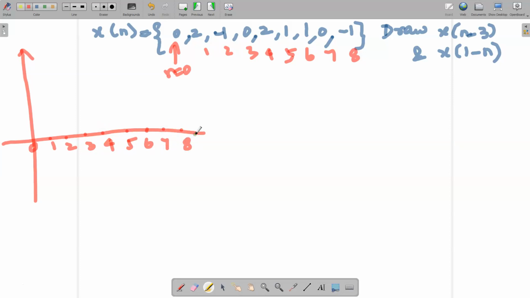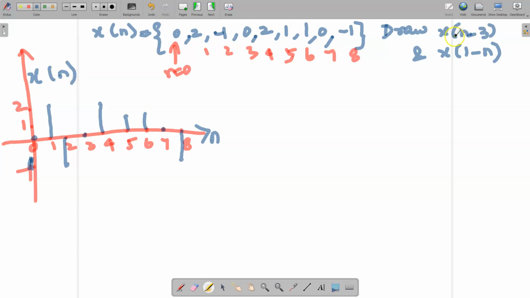The amplitudes are 0, 1 and 2, minus 1 is there. Okay. So, 1, 2 and then minus 1. So, at 0 the amplitude is 0, at 1 the amplitude is 2, at 2 the amplitude is minus 1, at 3 amplitude is 0, at 4 the amplitude is 2, at 5 amplitude is 1, 6 amplitude is 1, 7 amplitude is 0, at 8 the amplitude is minus 1. Okay. So, since it is discrete time signal, we have to draw as a stem.